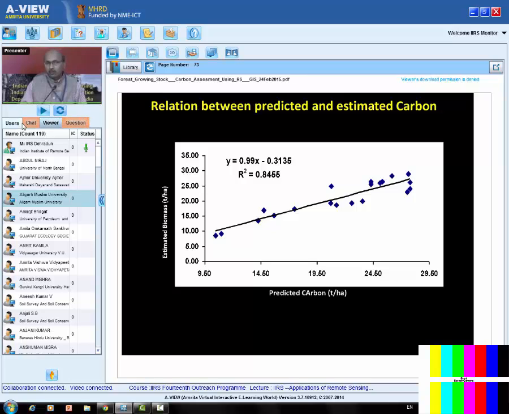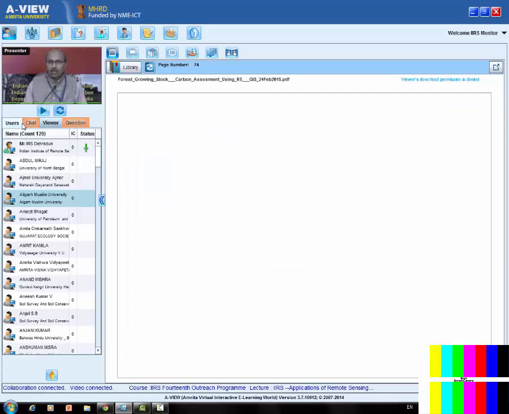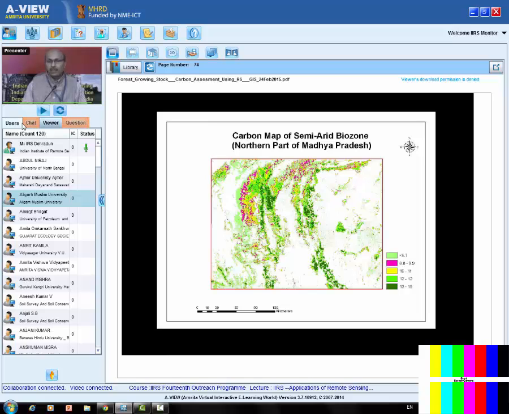As I told you earlier, from volume we can multiply by specific gravity to get the biomass. Of the biomass, about half, that means 0.47 or 47%, is the carbon. So once I know the volume, I can multiply by the specific gravity to get the biomass. I can take 47% of the biomass, and that is the carbon. So in a growing stock, from the available volume, I can find out how much carbon is available for that particular area.